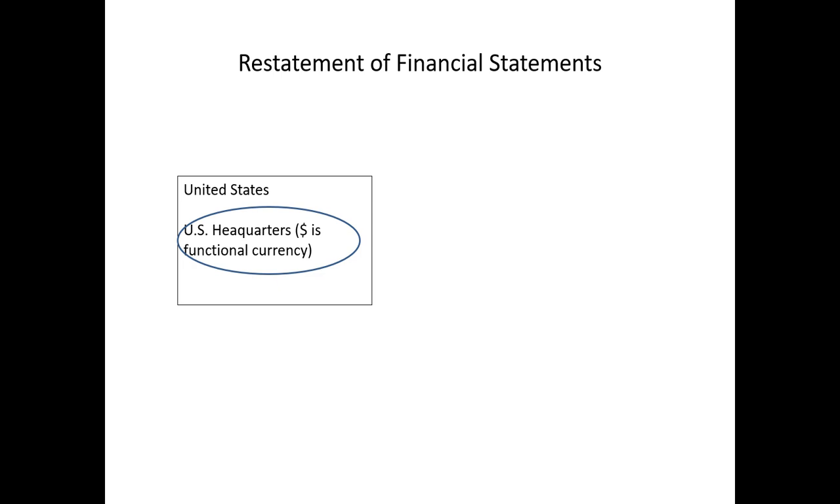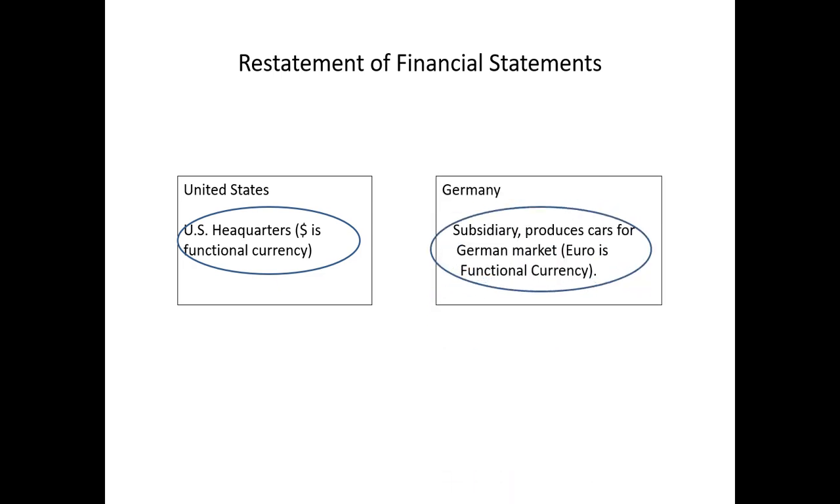You're in the United States, U.S. headquarters. Dollar is the functional currency. Also assume that the reporting currency, the currency which expresses financial statements, is the functional currency. Let's say this subsidiary produces cars for Germany. Let's assume that the subsidiary produces cars in Germany for Germany. I should have put that, in Germany for Germany. I'm assuming that they're in Germany, and so the euro would be its functional currency.